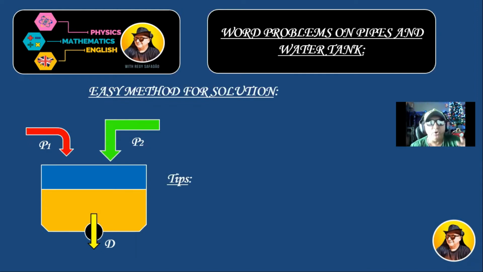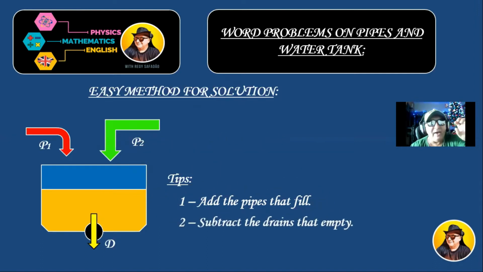I can give you 2 tips in order to understand and do any of these word problems about this subject. Tip number 1 is you have to add the pipes that fill the tank. Every fraction about pipes is positive, so you have to add them. And tip number 2 is you have to subtract the drains that empty the water tank. So if you have fractions with pipes, they are positive, and if you have fractions with drains, they are negative.